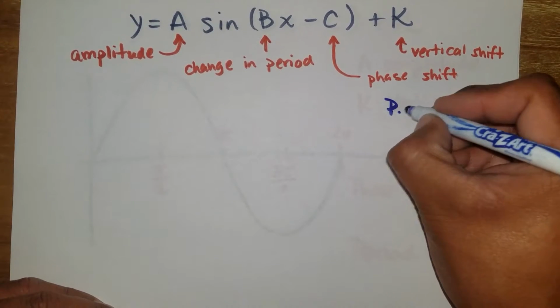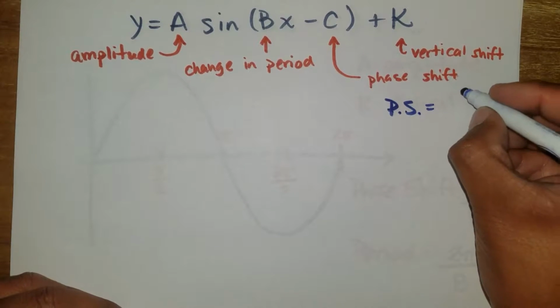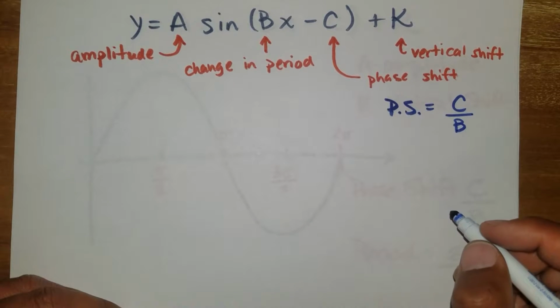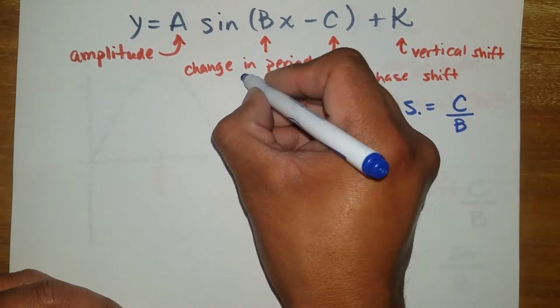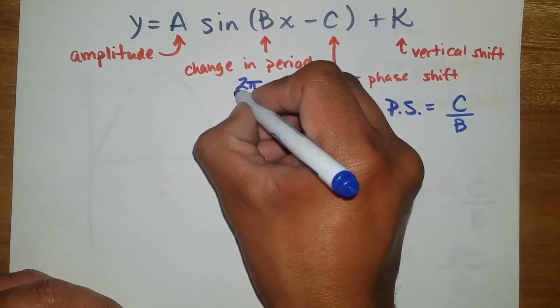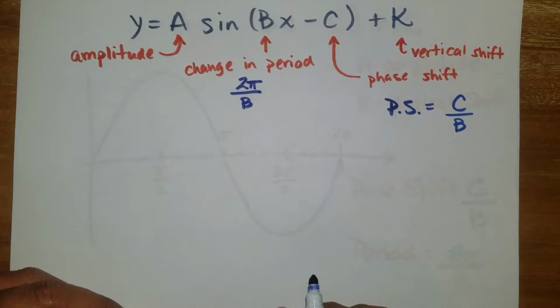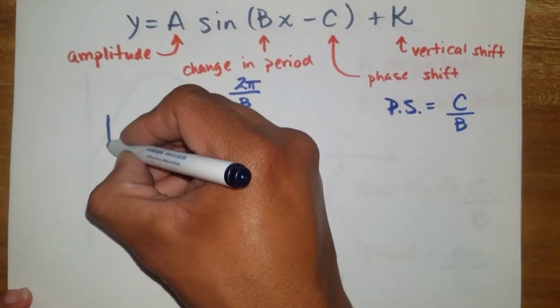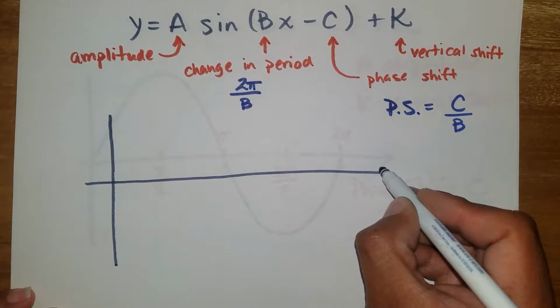To determine the phase shift, divide c by b. Usually the graphs of sine and cosine functions start at the y-axis and have a period of 2 pi. To find the change of period, take one cycle, 2 pi, and divide this by b.